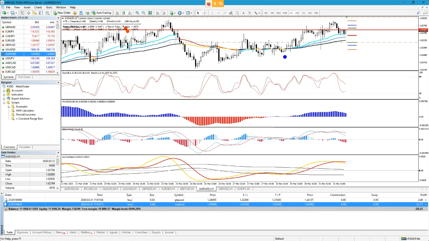So guys, we are in. Let's see what will happen. The Australian dollar, New Zealand, I hope that we will make more profits, guys. So two trades, both are running. I don't want to make any more trades. I think this is more than enough.